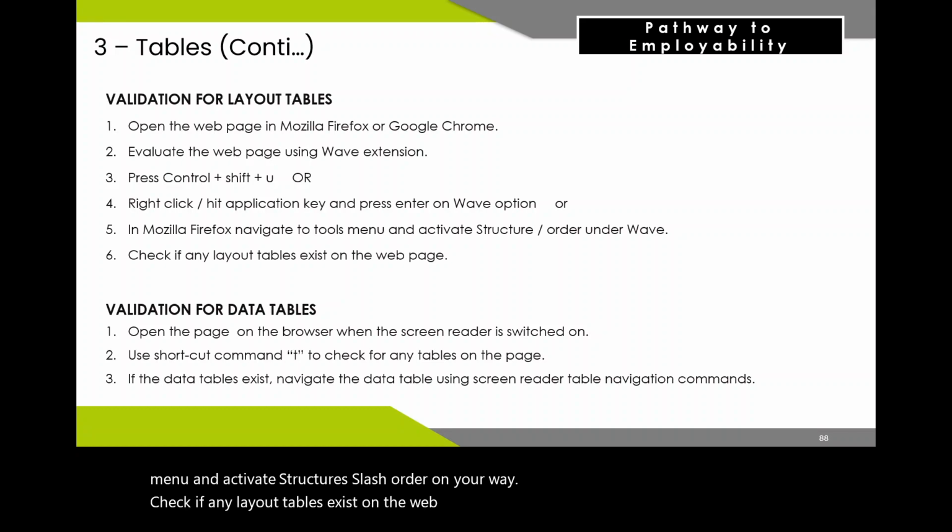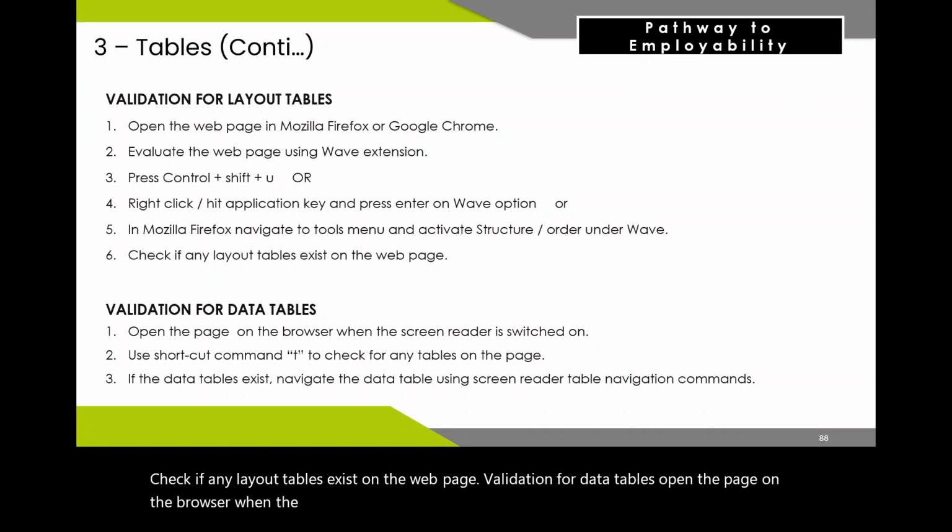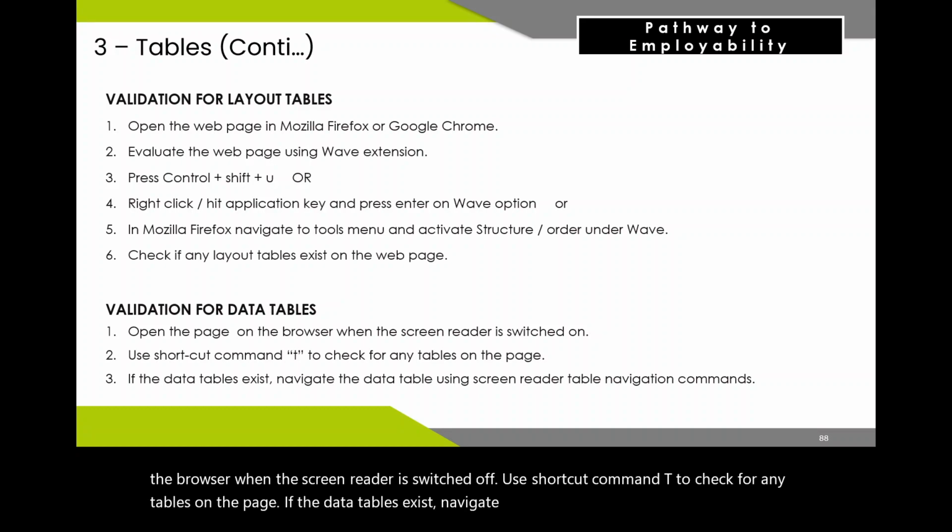Validation for data tables. Open the page on the browser when the screen reader is switched on. Use shortcut Command T to check for any tables on the page. If the data tables exist, navigate the data table using screen reader table navigation commands.